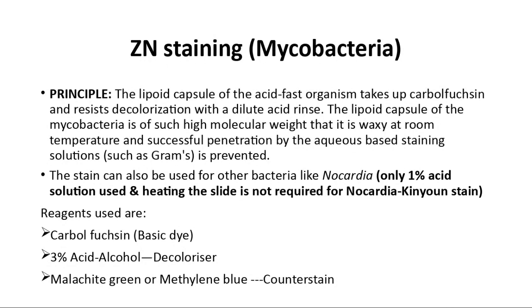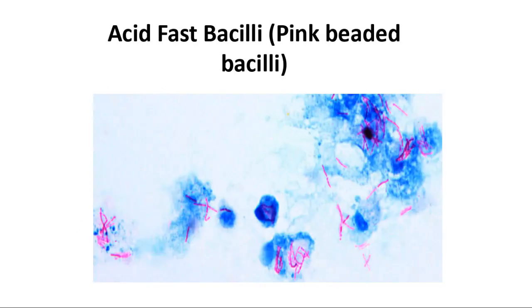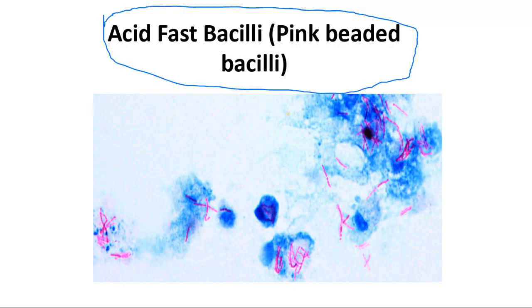But in this case, the Ziehl-Neelsen positive or acid-fast positive bacteria appear red in color, while acid-fast negative bacteria appear blue or green in color. Clear? If you see here, this is the Ziehl-Neelsen staining, and we find the acid-fast bacilli pink in color. Okay, pink in color. If I remove this one, you cannot find acid-fast bacilli here.